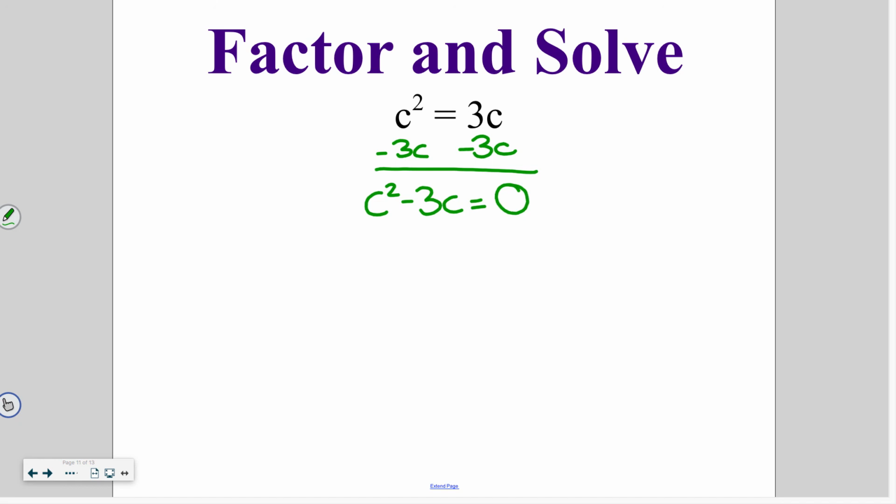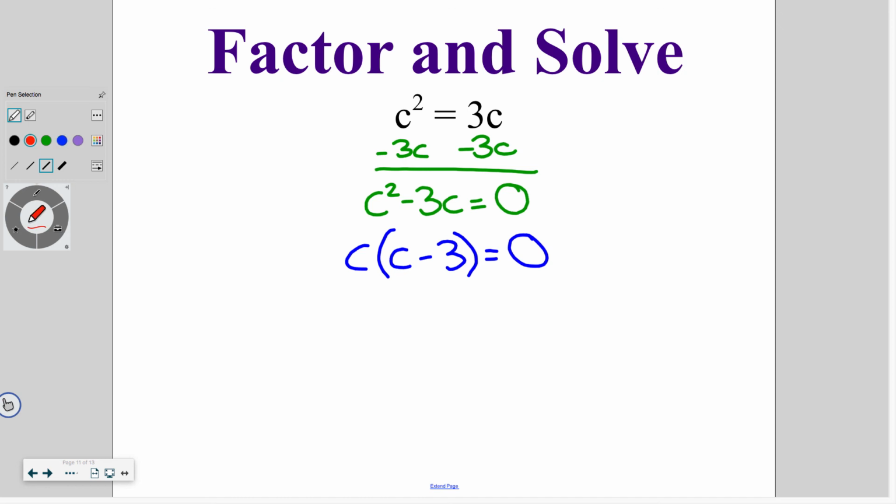Now I need to do the factor part. So when I'm looking at c squared and negative 3c, they both have a c in common. So if I take a c to the outside, c squared is left with just c. Negative 3c is left with just negative 3. And that's still equal to 0. In order to find the final solutions to the problem, we need to set each piece or each part of this equation equal to 0.